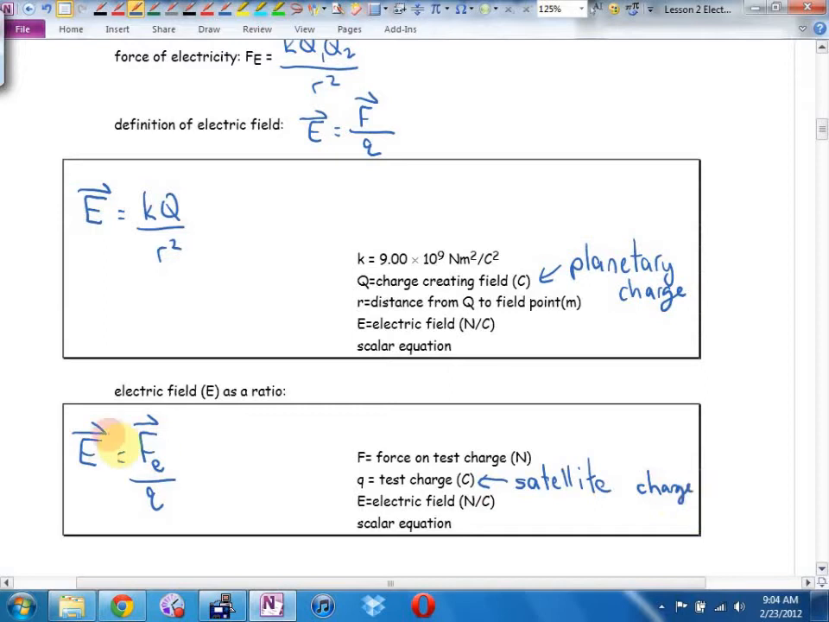In this one, you don't know the planet, but you know what force the charge is experiencing. So you can figure out the electric field at that location. In this one, you don't have a charge in orbit, but you know the planet that's sending out the big charge that's sending out the electrical field.